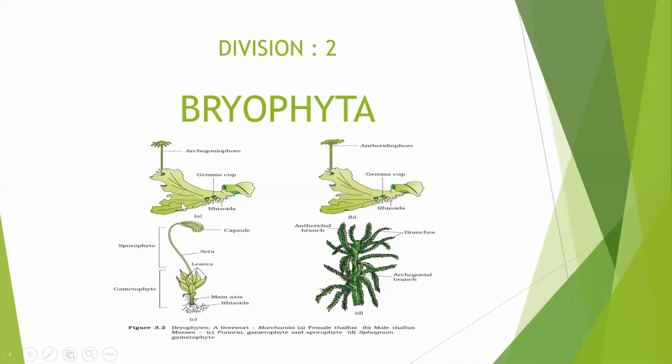So the main plant body is haploid, it is gametophyte. You can see very well in this figure in Funaria, this part is gametophyte, which is the main plant body, and the sporophyte, that is the diploid part, is dependent on the gametophyte. Sporophytes are always in bryophytes dependent on gametophyte. What is sporophyte? The diploid part of the plant body. It cannot live independently. It is dependent on the gametophyte.